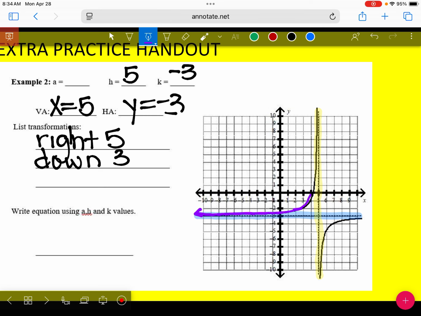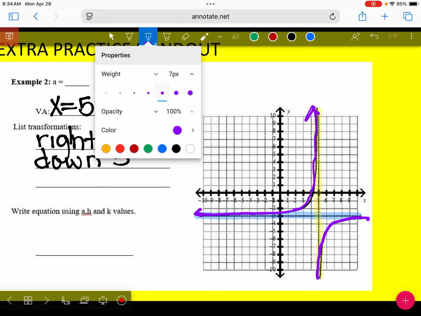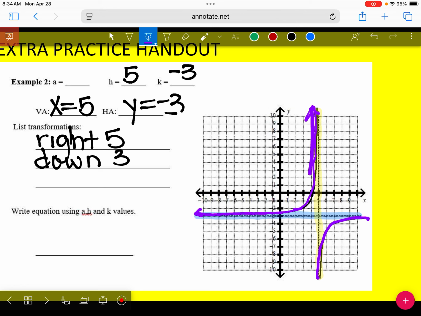So this is my graph. Let me trace it a little thicker. This is my graph. Now remember, when you graph something, it always goes plus, minus, plus, minus. So, looking at this graph, who says it's positive? Who thinks it's negative? It's negative.